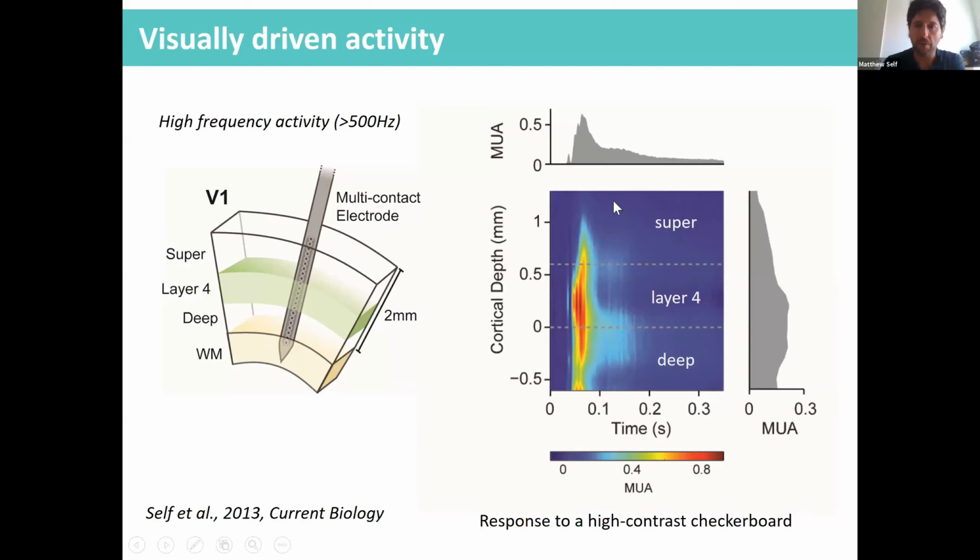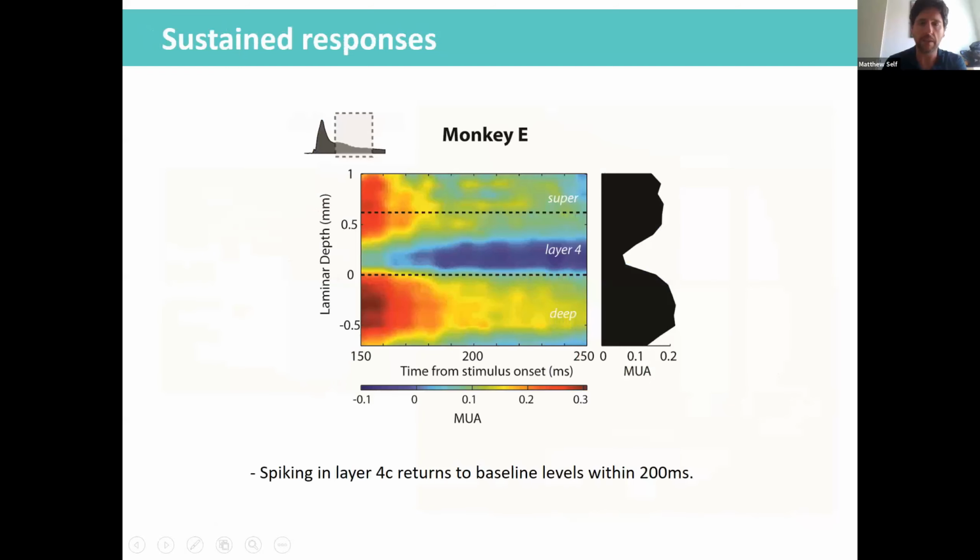What's kind of interesting, you can't really see in the color plot here, but there are quite large differences during this sustained period of activity. I'll isolate those on the next slide. Here we're letting the peak go by, and now we're just looking at this sustained period of activity. The time actually starts at 150 milliseconds on this graph. And what you can see is this very obvious blue stripe in the graph. This is layer 4C.